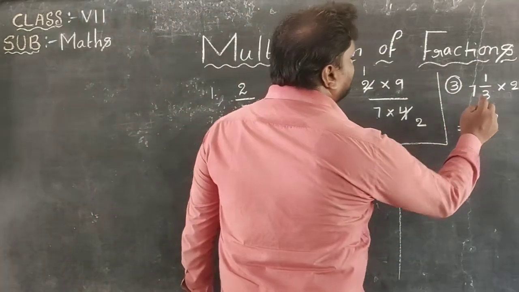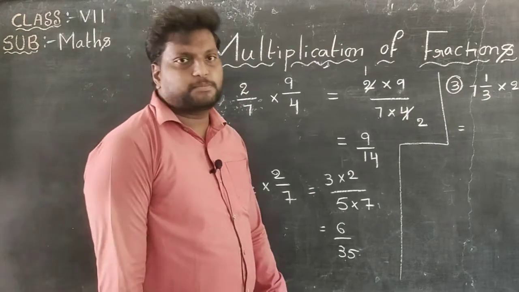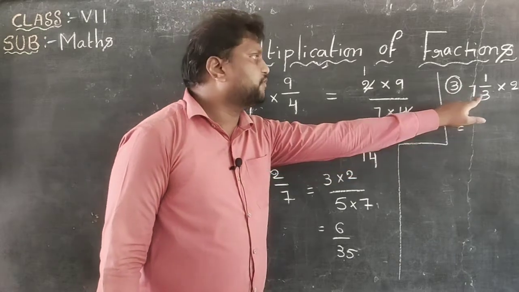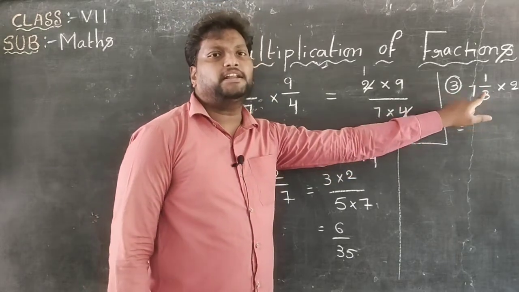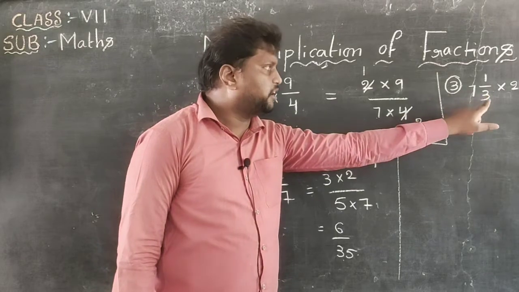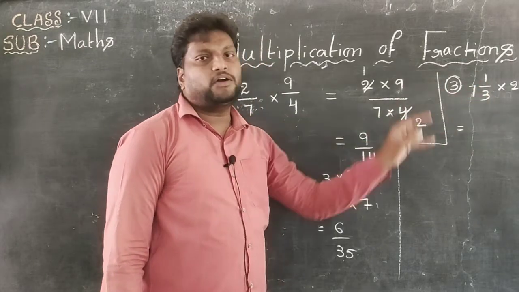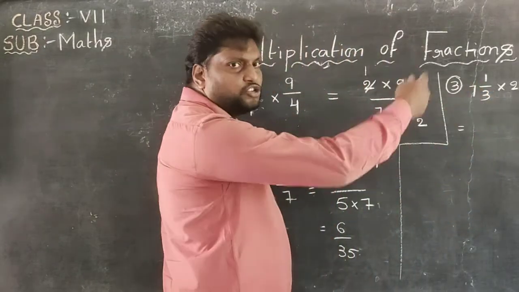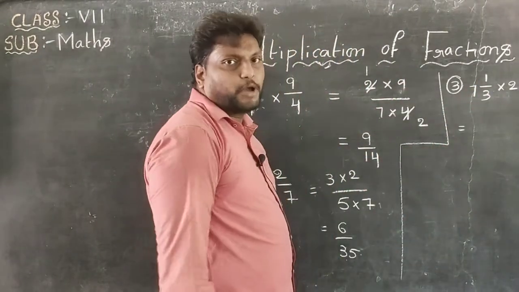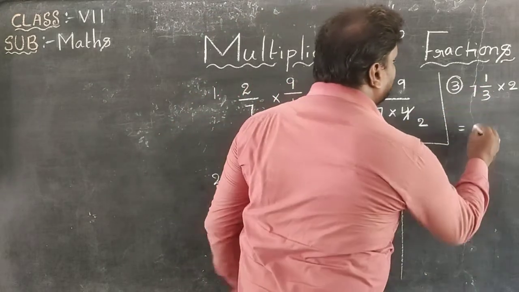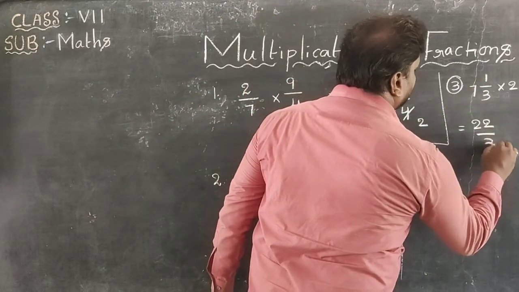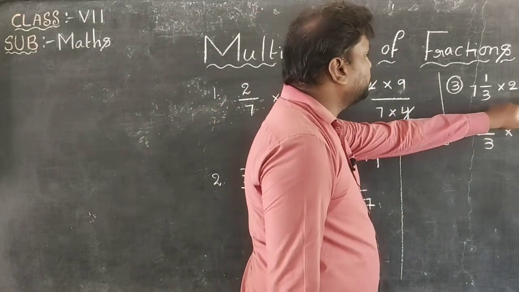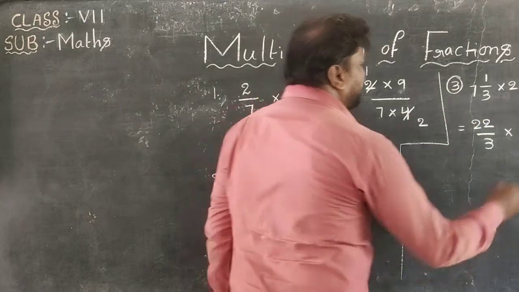In earlier classes we explained how to change a mixed fraction to an improper fraction. First of all, the denominator of the proper fraction part should be multiplied by the whole part. Here 3 into 7 is 21. Again, this resultant value should be added to the numerator of the proper fraction. On that, 21 plus 1 is 22 by 3, taking the same denominator. Similarly, multiply 5 twos are 10, plus 2, 12 by 5.